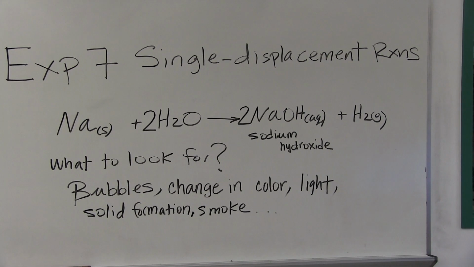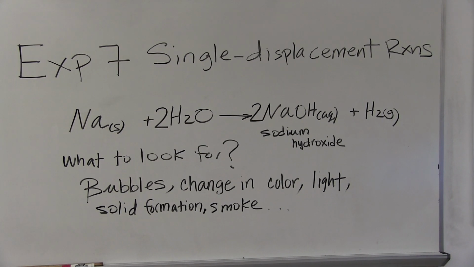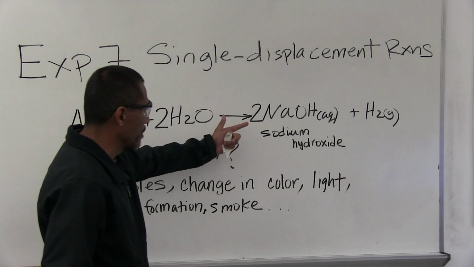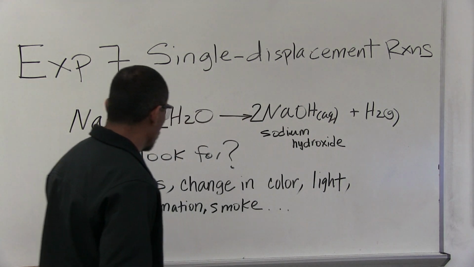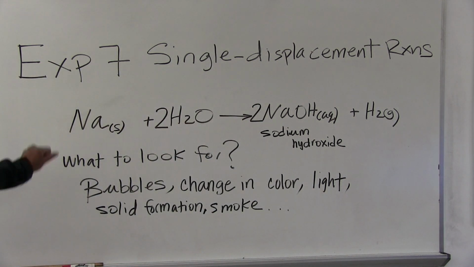Okay, so this video is for experiment number 7, single displacement reactions. On the board here I wrote one of the reactions I'm going to perform. It involves the element sodium, the metal sodium. Group 1 metals are very, very reactive. They're so reactive that they're able to displace hydrogen from water. And in doing so, they produce sodium hydroxide and also hydrogen gas. So this is one of the reactions I'm going to show you here for experiment number 7, part 1.